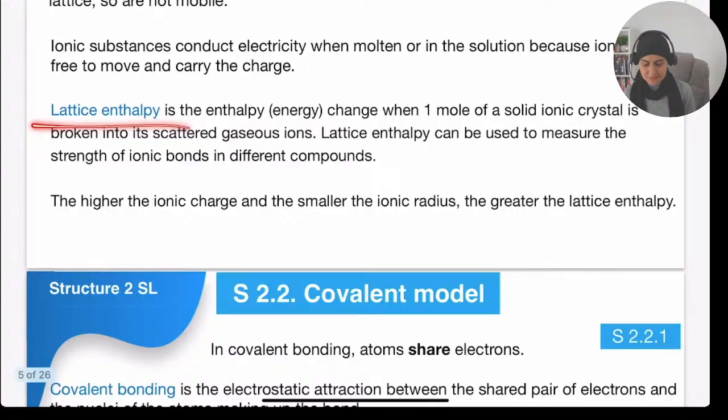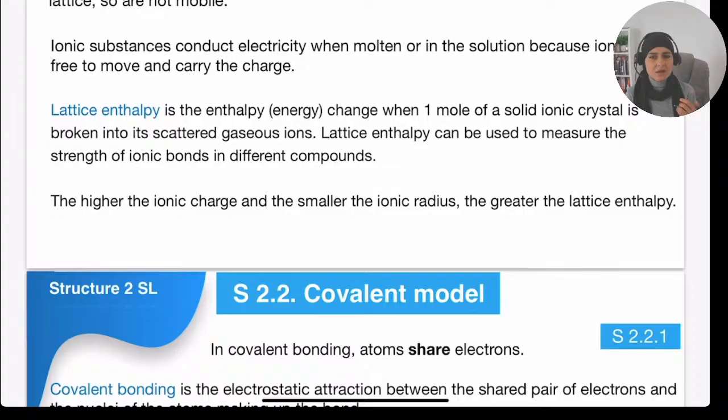Then lattice enthalpy. We would talk about that a lot, but not yet. It would be coming later, not today. Lucky for you, not today. So lattice enthalpy is the enthalpy or energy change when 1 mole of a solid ionic crystal is broken into scattered gaseous ions, whatever that is. For now, we would talk about this in detail later. For now, lattice enthalpy is used as a measure of the strength of the ionic bond.